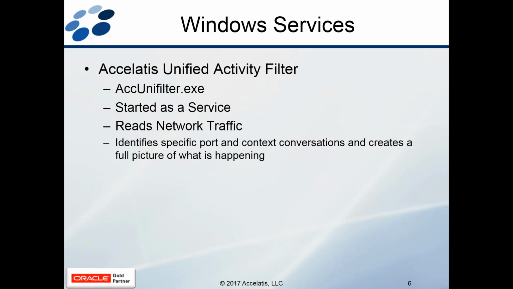The Accelatis Unified Activity Filter runs as ACC unifilter.exe. It is normally started as a service, and it's there really to read network traffic and identify specific port and context conversations. So in other words, this is the process that's going to go and read your user activity. If somebody goes into workspace, somebody grabs a form from somewhere, the unified activity filter is the service that's going to go and make some sense of that.